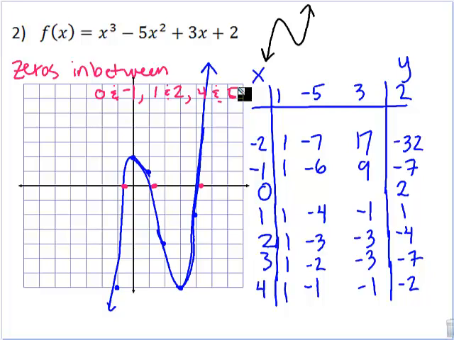The other way that you can tell this is by looking at your chart over here. Notice every time you switch signs. So here we went from a negative number to a positive number. That tells us that we have a 0. So that means one of our zeros would be in between negative 1 and 0. Here we switched from a 1 to a negative 4. So that tells us that one of our zeros should be in between 1 and 2.